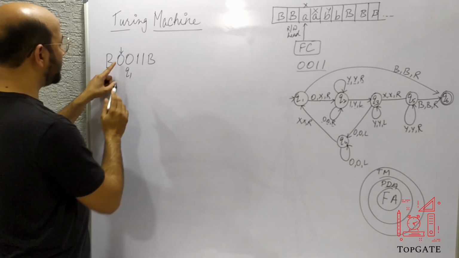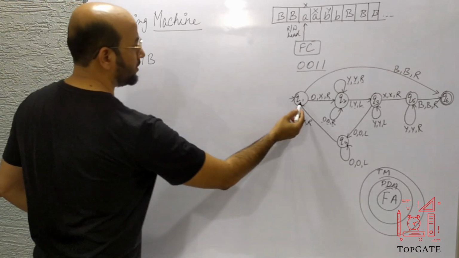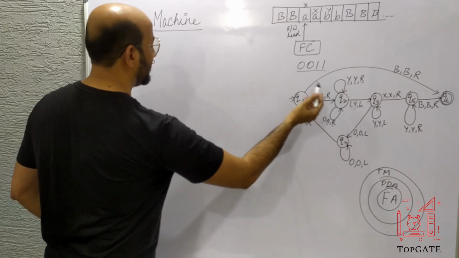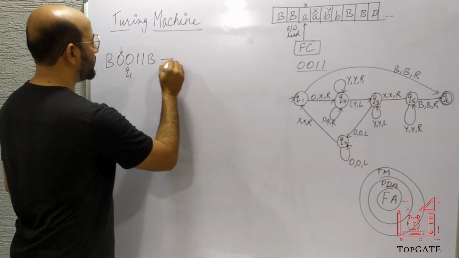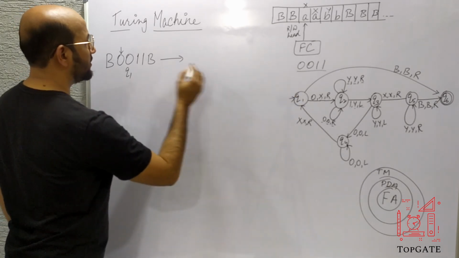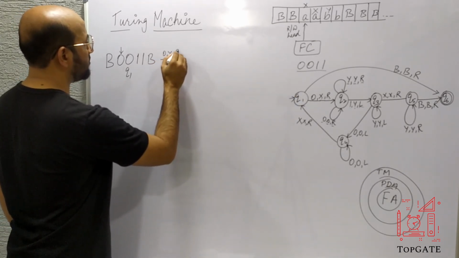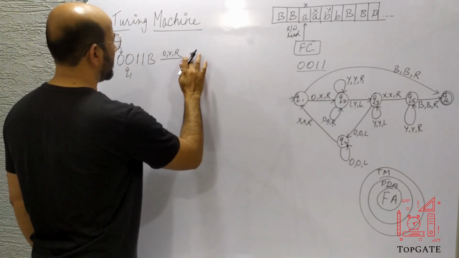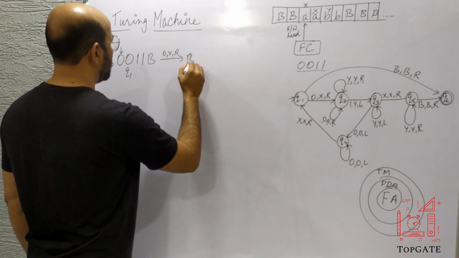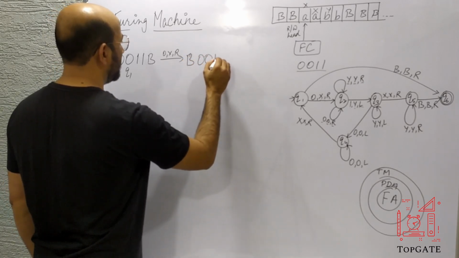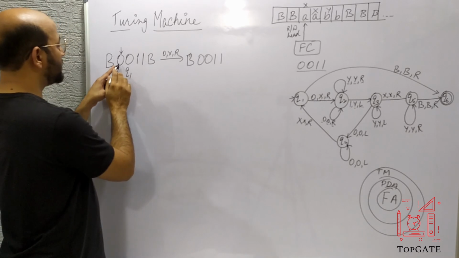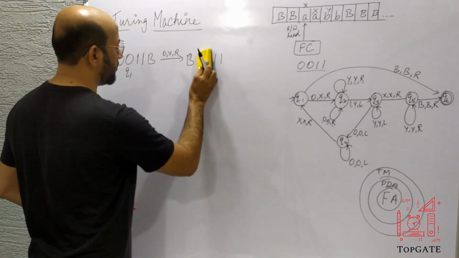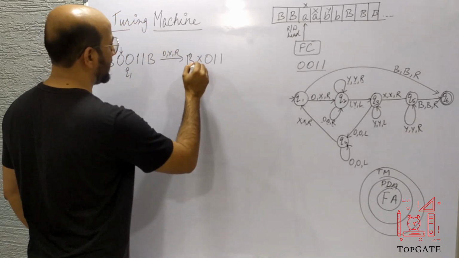So at Q1 the input is 0. Whenever we are reading the 0, we change it to X and move in the right direction. So I'll get 0, X, R. That is where I'll go to state Q2. I'll not write Q2 here. In fact, I'll write B 0, 0, 1, 1, and it is saying that this 0 should be changed to X. So I'll remove this 0 from here and change it to X.